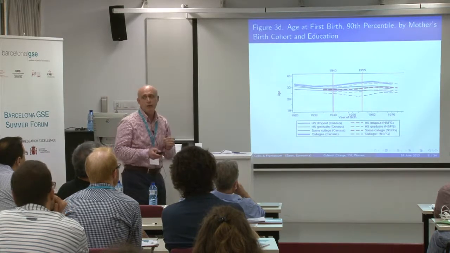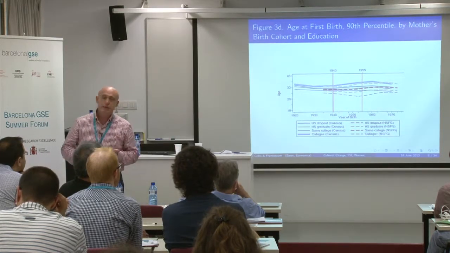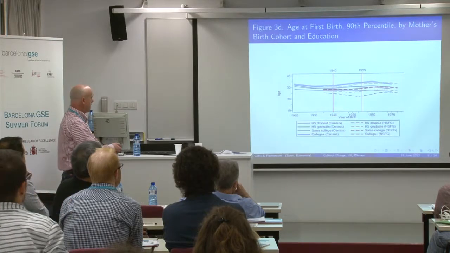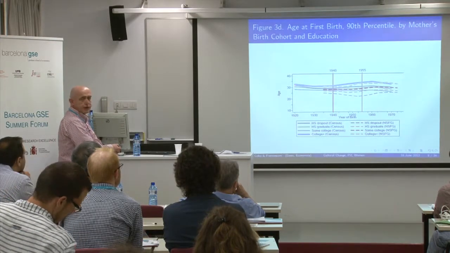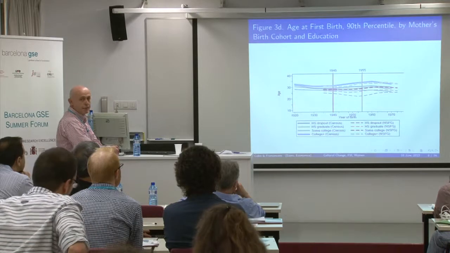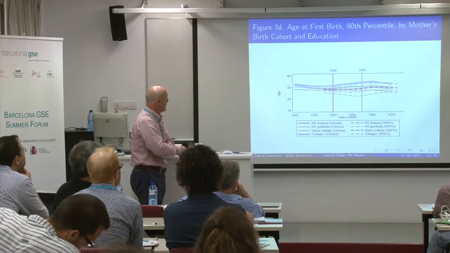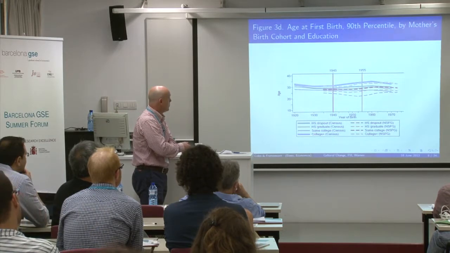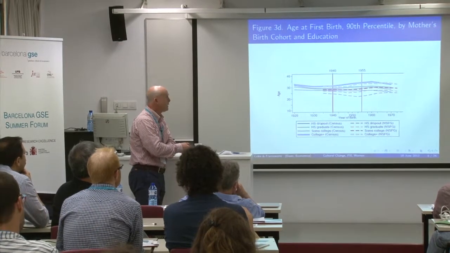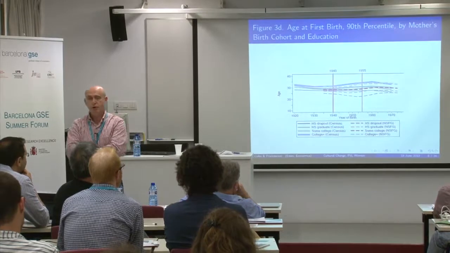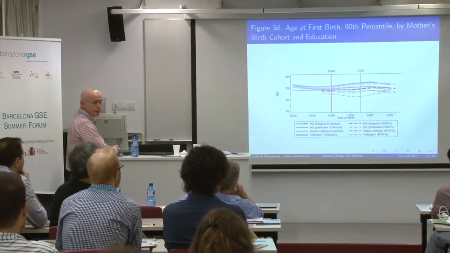So no doubt that more educated women tend to delay their first birth. They're around here rather than being around there. But apart from probably something for the college graduates, we don't really see a sizable increase in their age at first birth for over 150 years.